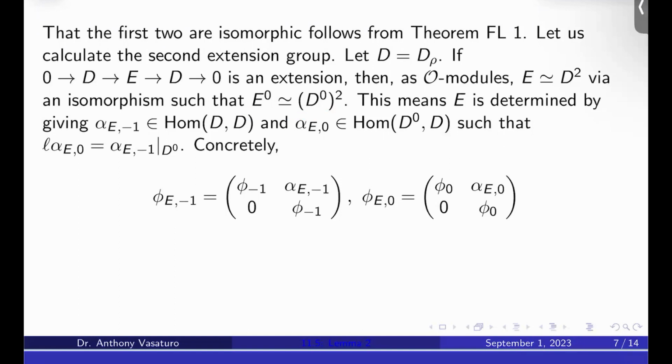Another way of saying this is that E is determined by giving some alpha E negative 1 in Hom(D, D) and alpha E0 in Hom(D0, D), such that L alpha E0 is alpha E negative 1 when restricted to D0. Wording this purely linear algebraically, we can be a little more concrete and restate this as saying that the phi negative 1 map on E, written as a matrix, has the original phi negative 1 map on its diagonal, and this alpha E negative 1 is up top in the top right. And the same thing holds structurally for the phi 0 map associated to E. It has phi 0 as its diagonal entries and alpha E0 as its upper right entry.